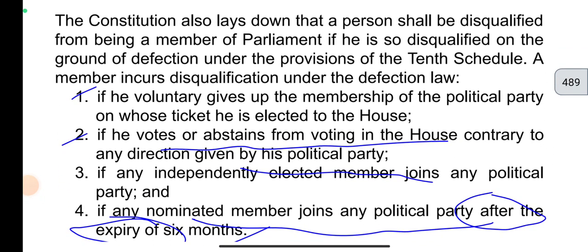The Constitution also lays down that a person shall be disqualified from being a member of Parliament if he is so disqualified on the ground of defection under the provisions of the 10th Schedule. A member incurs disqualification under the defection law if he voluntarily gives up the membership of the political party on whose ticket he is elected to the House.